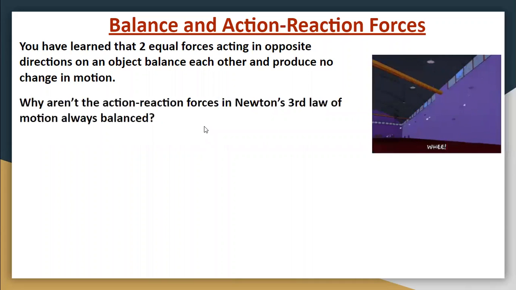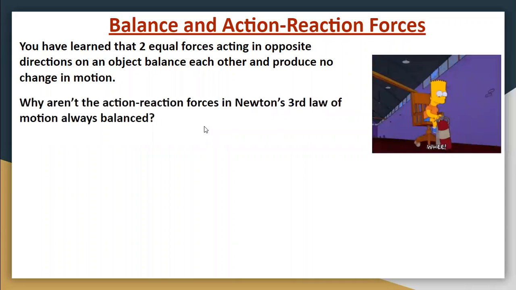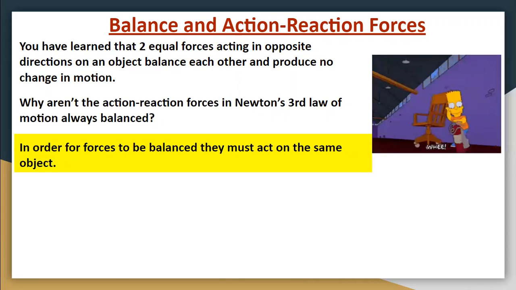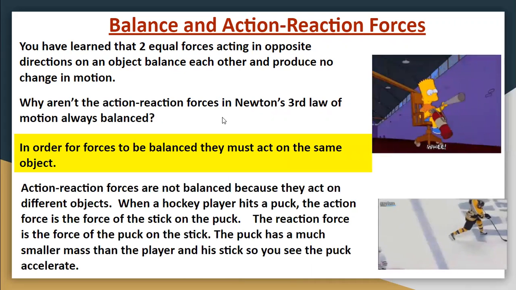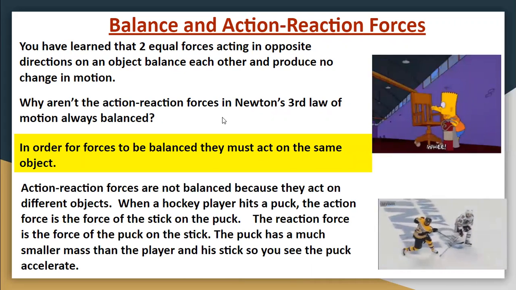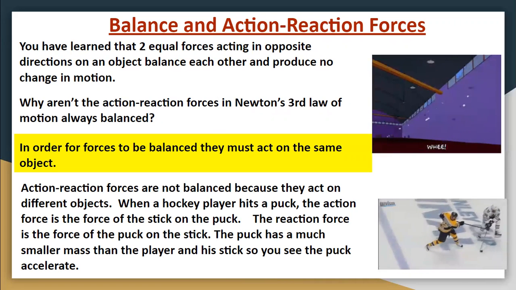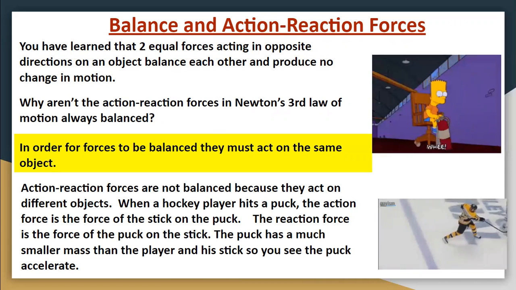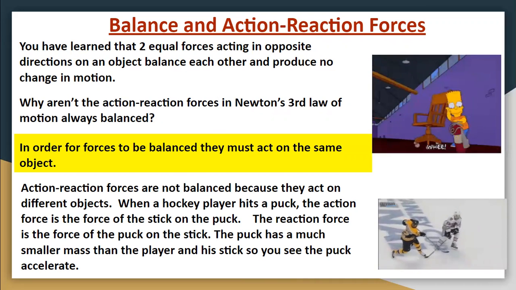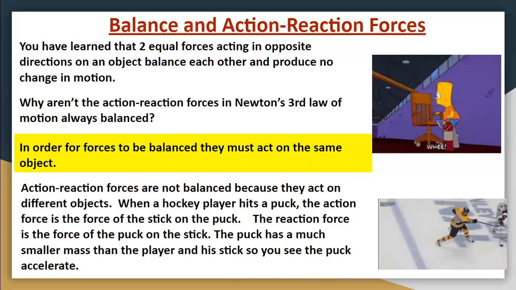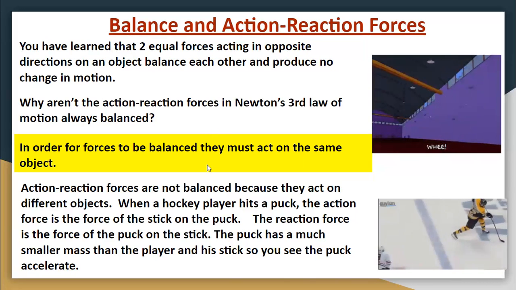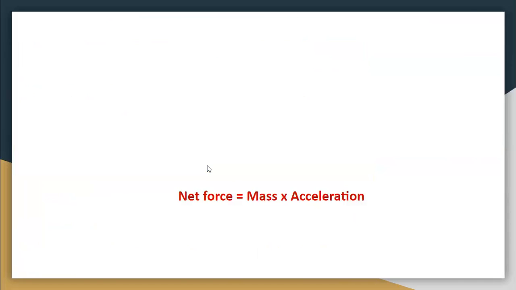Why aren't the action-reaction forces in Newton's law of motion always balanced? Well, in order for forces to be balanced, we learned this in the previous slide here, they must act on the same object. Action-reaction forces are not balanced because they act on different objects. When a hockey player hits a puck, the action force is the force of the stick on the puck. The reaction force is the force of the puck on the stick. The puck has a much smaller mass than the player and his stick, so you see the puck accelerate, kind of like the earth pen example.